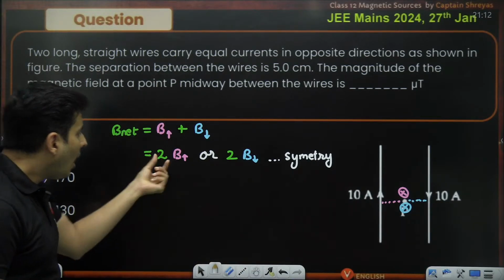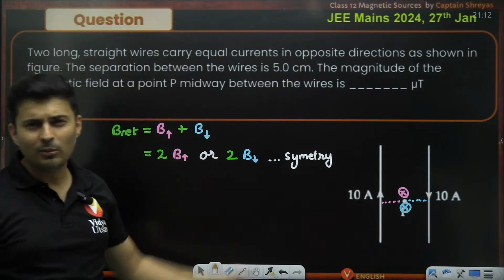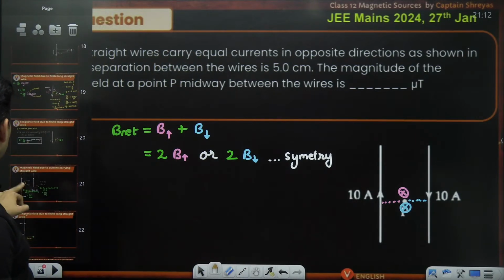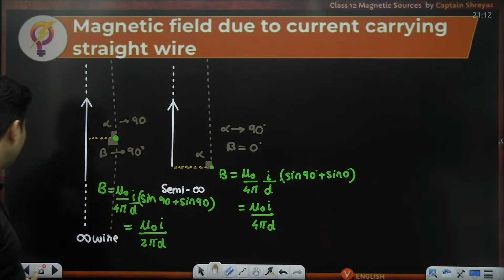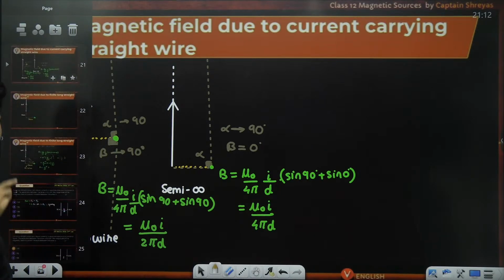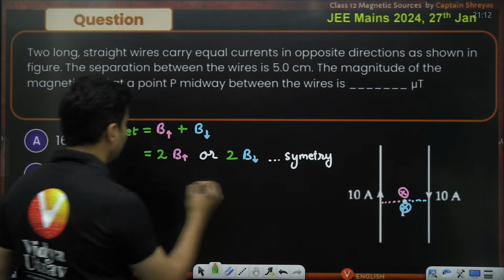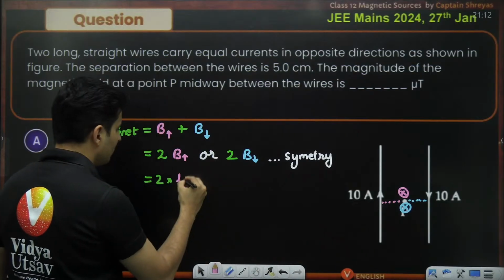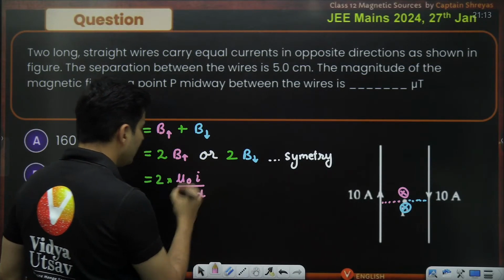Awesome. Now, how much is this? Well, it's an infinitely long wire. Two long straight wires are there, and we just discussed that particular thing. Where did we discuss? Due to an infinitely long wire, the formula is mu naught I by 2 pi d. So we just have to put it over here: mu naught I divided by 2 pi d.